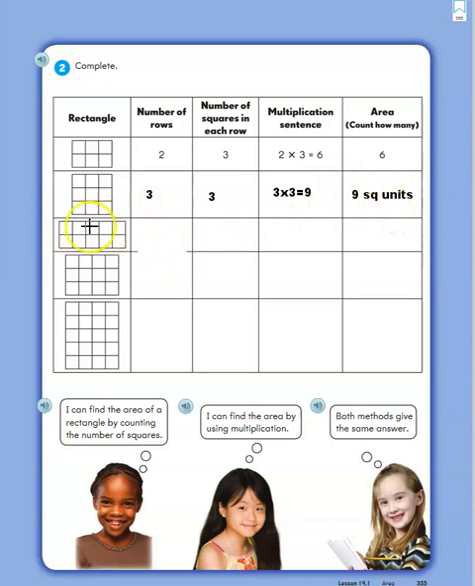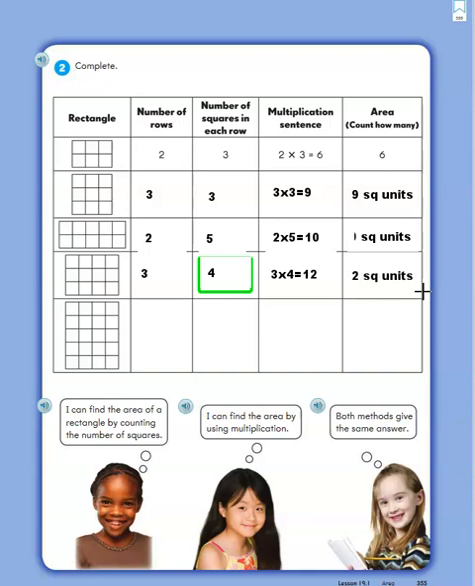All right, next one has 2 rows, 1, 2, and then there are 1, 2, 3, 4, 5 in each row. So our multiplication sentence would be 2 times 5, and we know 2 times 5 is 10, of course. So that means that that rectangle has an area of 10 square units. Okay, and then the next shape has 1, 2, 3 rows, and then there's 1, 2, 3, 4 in each row. So this one has 3 rows, 4 in each row. That means it would be 3 times 4, which is 12. So that means it has an area of 12 square units.